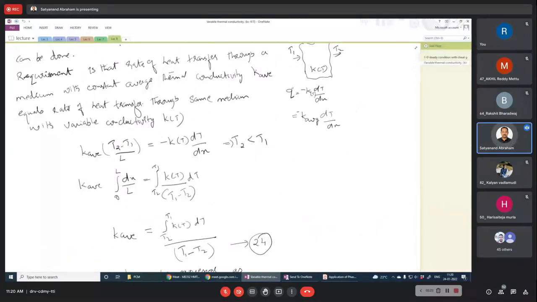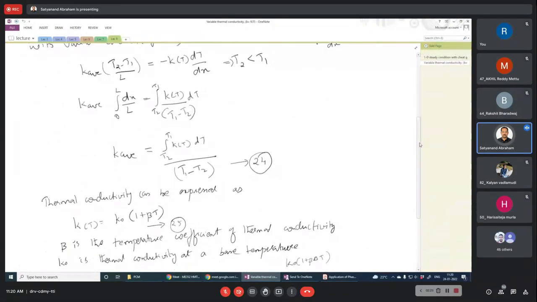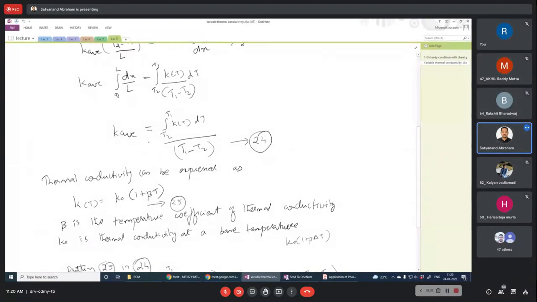So instead of taking the variation of k itself, we try to find an average k, and we said we can derive one average k, which is the temperature average k. k average is equal to the integral of k(T) dT divided by T minus T1. For that, we need to find k as a function of temperature itself, so we can express that.